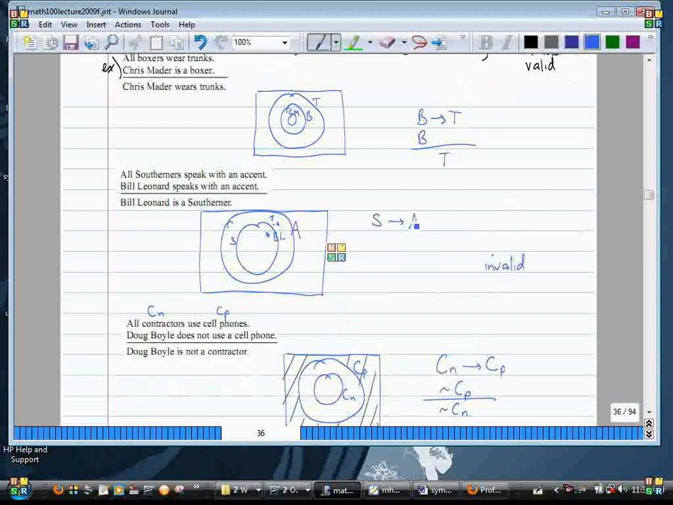Next. You're a southerner. You speak with an accent. This person speaks with an accent. And the conclusion is that this person is a southerner. That's not valid. Okay. So notice what you were trying to do here. We're trying to say if S then A, and then I tell you A. Do you know S? No.